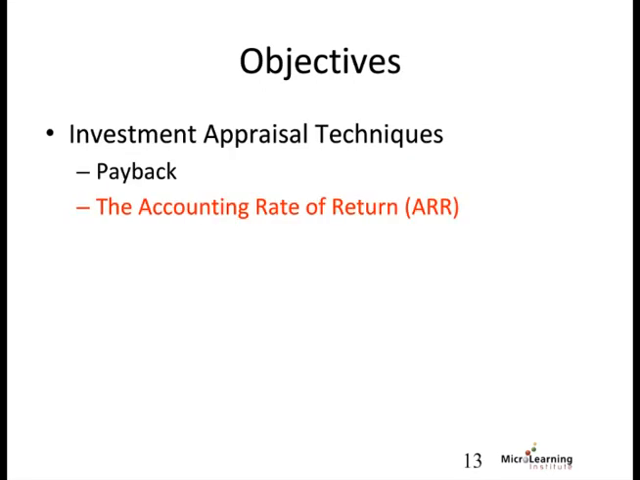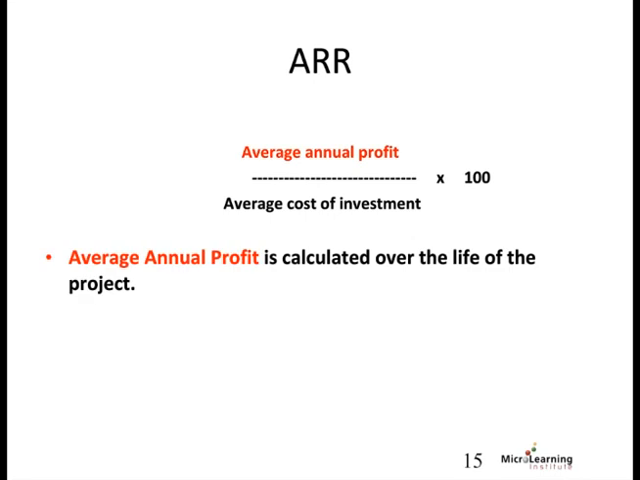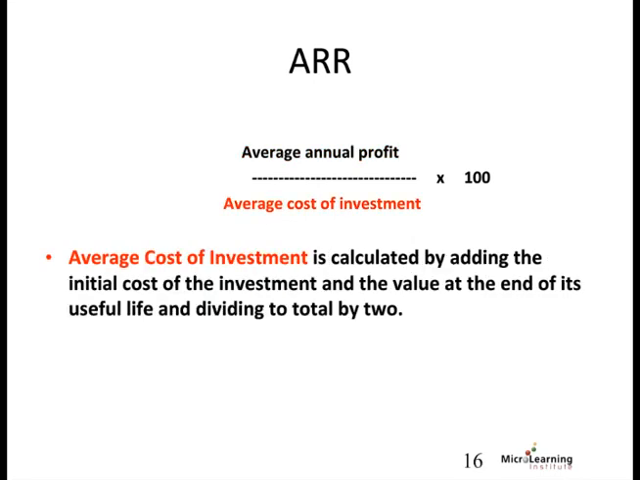The next investment appraisal technique we'll consider is the accounting rate of return. The accounting rate of return is calculated by dividing the average annual profit by the average cost of investment. Average annual profit is calculated over the life of the project. Average cost of investment is calculated by adding the initial cost of the investment and the value at the end of its useful life and dividing the total by 2.